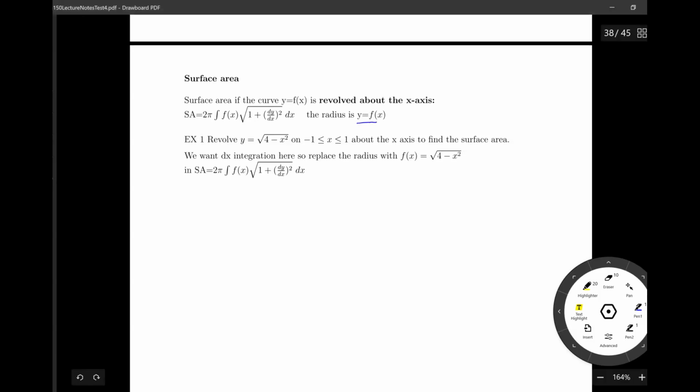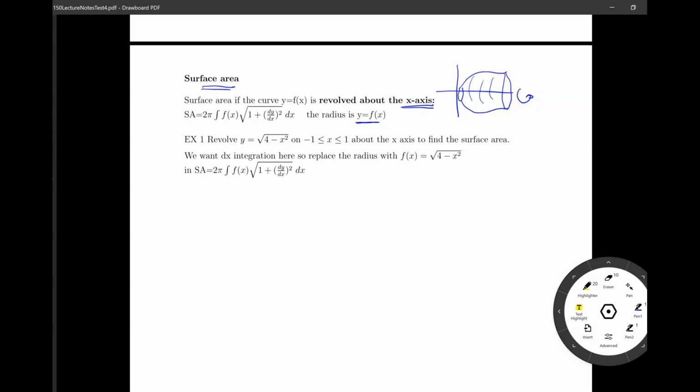All right, so now we're going to talk about taking a curve like y equals f of x, which looks something like this, and we're going to revolve it about the x-axis. So we're going to make a three-dimensional solid, but what we're going to be doing is finding the surface area. So they're coloring the outside of it.